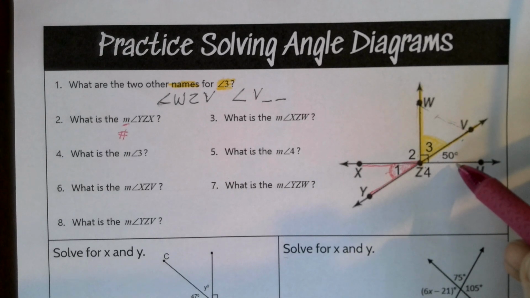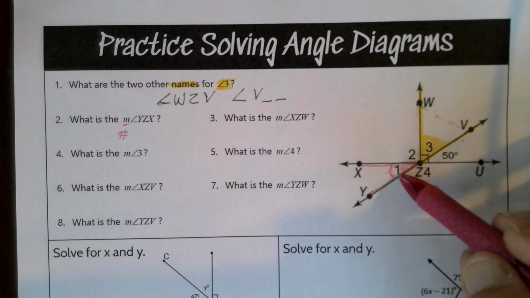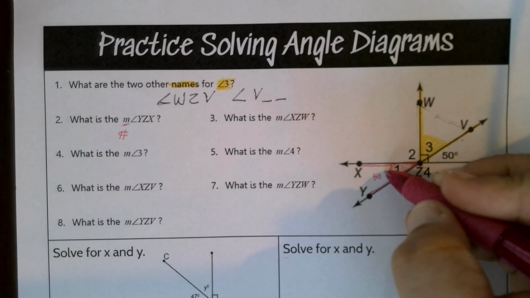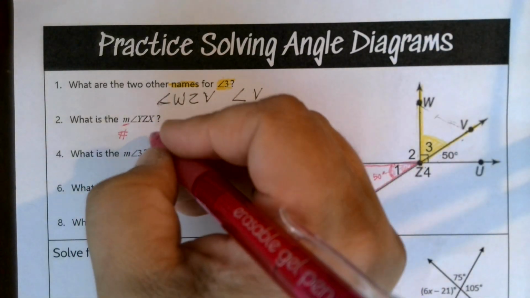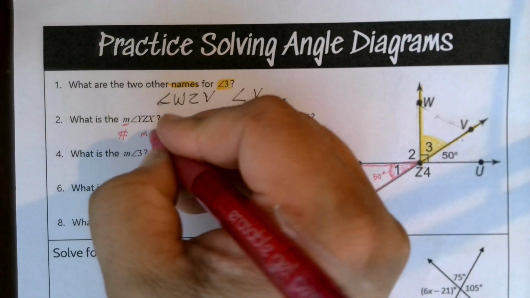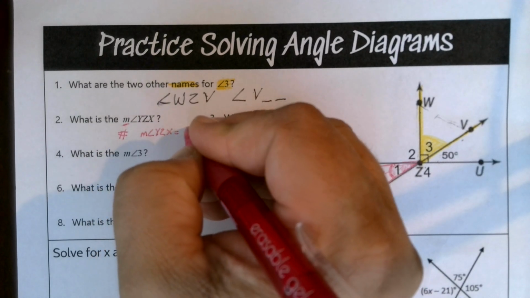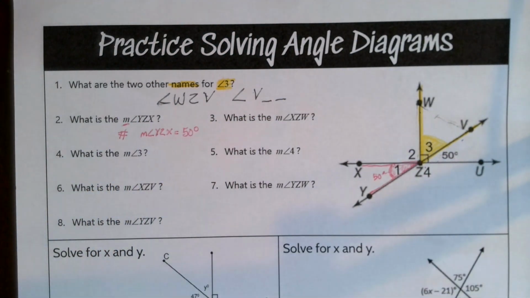And we know that vertical angles are congruent. So this one and this one have to be equal. That means angle 1 has to be 50 degrees. So the measure of angle YZX is equal to 50 degrees.